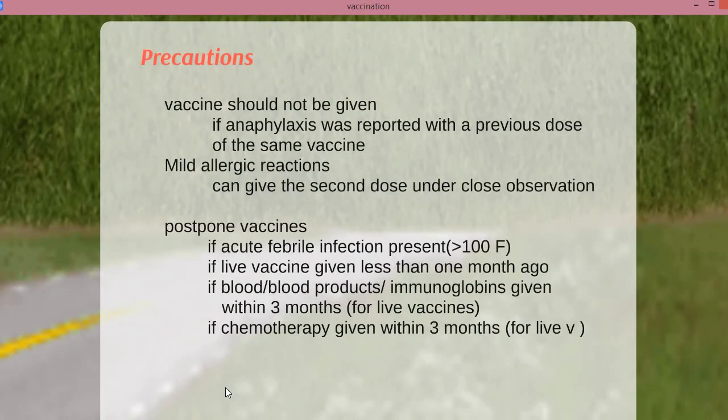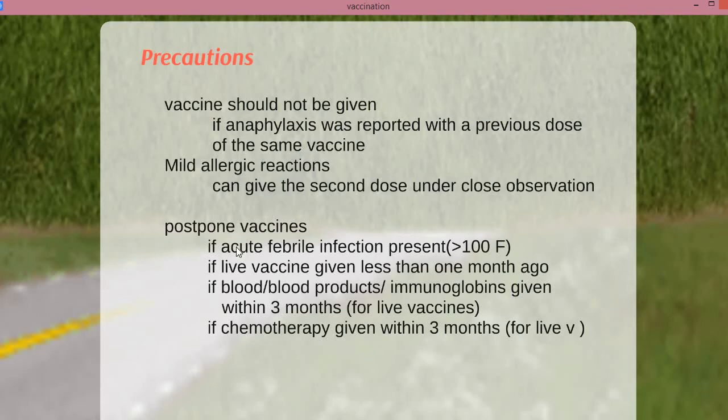So, what are the precautions which we need to take during vaccination? Vaccine should not be given if anaphylaxis was reported with a previous dose of the same vaccine. So, if a child has developed an anaphylactic reaction to a previous dose of the same vaccine, then that vaccine should not be given further. But if only mild allergic reactions were recorded, the second dose can be given, but under close observation, preferably in an inward setting.